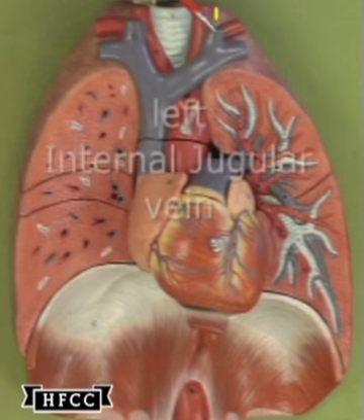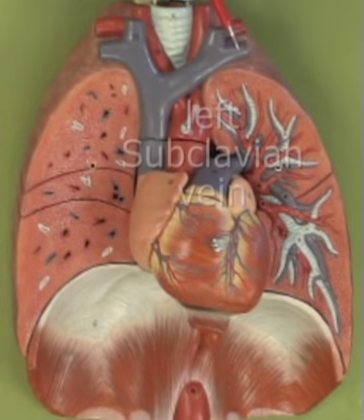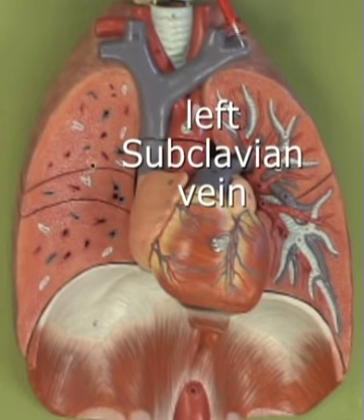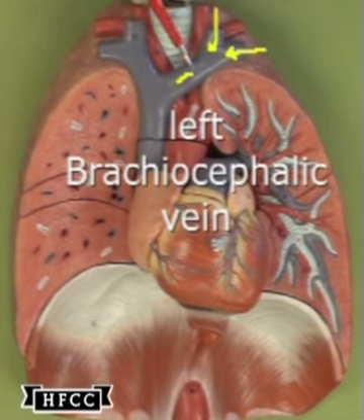Now to look at the blood vessels. This would be the left internal jugular vein returning blood to the heart, and there's the left subclavian vein. Together they would form the left brachiocephalic vein, and arrows are indicating the direction of blood flow to the heart. Blue because they're deoxygenated or low in oxygen.